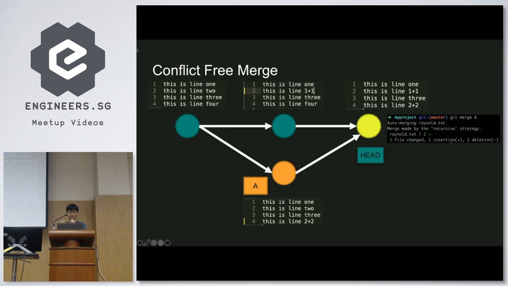This is the conflict-free version, my bad. So in the happy path, you can imagine a file with 4 lines. This particular branch changes line 2, this particular branch changes line 4, and when I merge the two together, git knows how to add the two, right? Because both branches were touching different lines of the file, and the merge process is very straightforward.